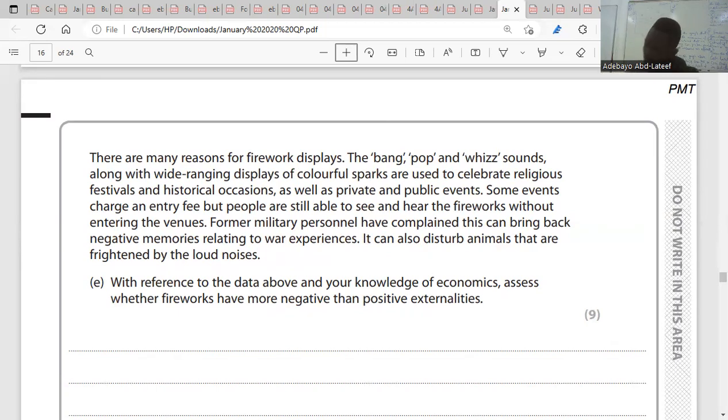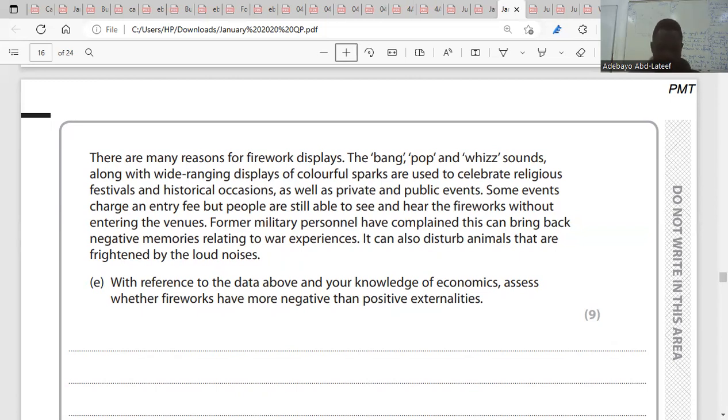So here I wrote, first you have to define externality, which I just did. Then I said, negative externalities occur when a cost is imposed on a third party by those organizing or paying to attend fireworks displays. What I'm saying is this. Negative externality will start from the use of fireworks. When people pay to watch fireworks or to buy fireworks, it brings a sound that is disturbing the former military people. So it brings them back to bad memory lane of how the war was when they were still at war. Do you get the point here?